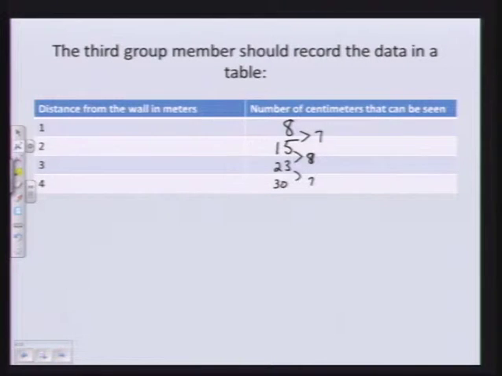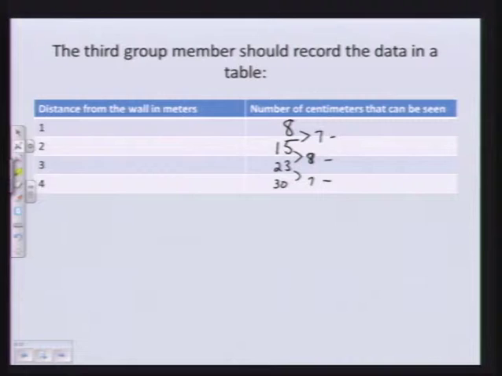My point in doing this is to say, again, with real life data, this isn't going to be perfect. So the 8 and the 7, they're not exactly the same, but they're close to being the same. So it looks like the rate of change is constant, almost the same each time, which suggests to me that this is a linear relationship.